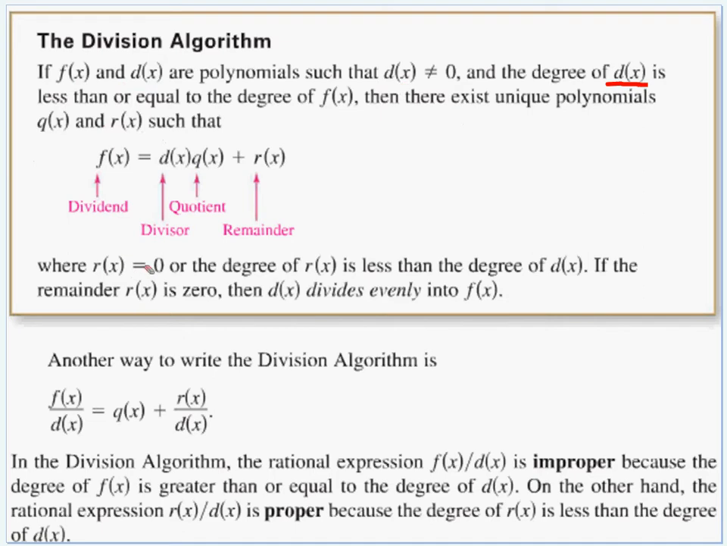And of course here, that r of x, or the remainder, is 0, or the degree of that is less than the degree of d of x. If the remainder is 0, then it divides evenly, or we could say that it is a factor of that polynomial.